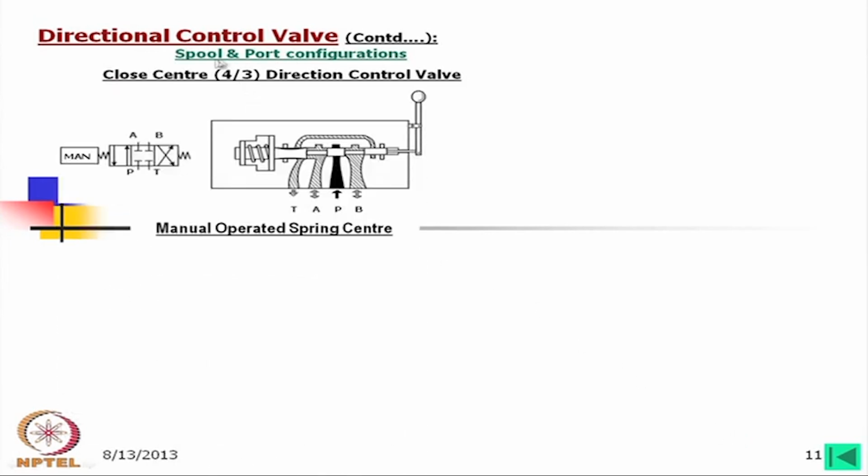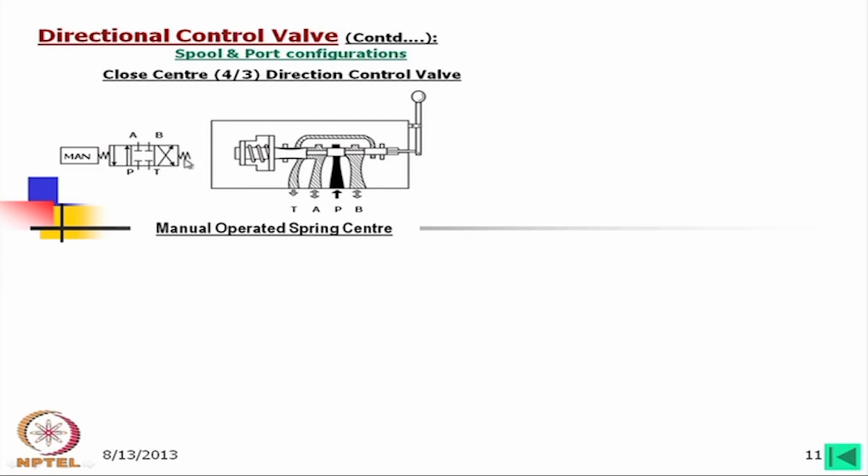Now, here we have shown a closed center 4/3 directional control valve. Now, we have studied this symbol. Looking into this symbol, what we find is that on both sides there are springs. So, if there are springs at both sides, then we should call it spring center. That means when the spool is left unoperated, it automatically goes back to the neutral position. The meaning is spring center.